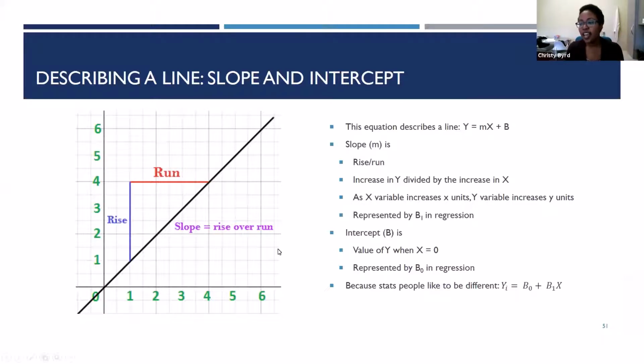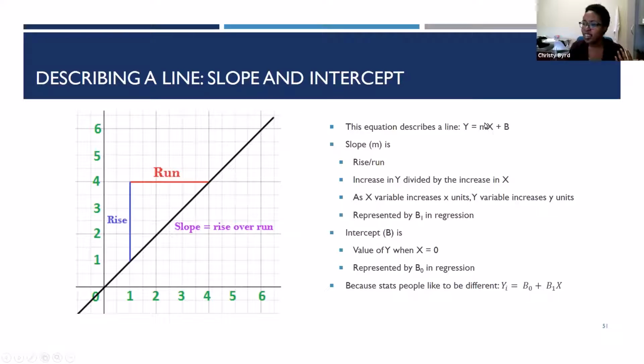But instead of saying m, we say beta 1 or beta sub 1. And instead of saying b, we say beta sub 0. We also change the order around, so we get y equals beta sub 0 plus beta sub 1 times x. All right, so let's talk about what is making up this line though.